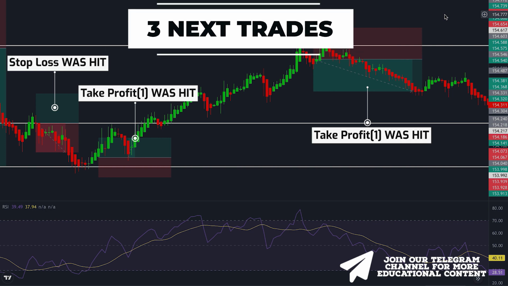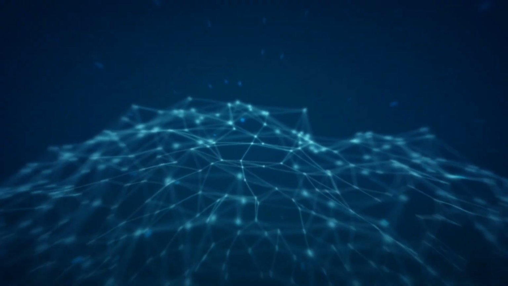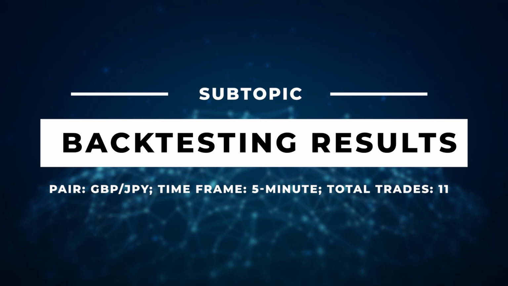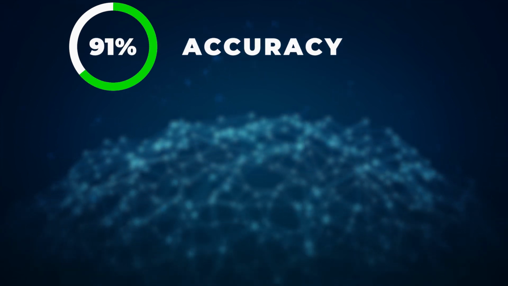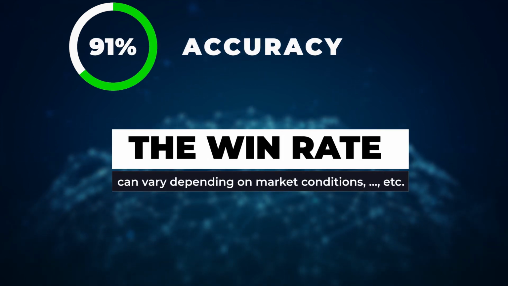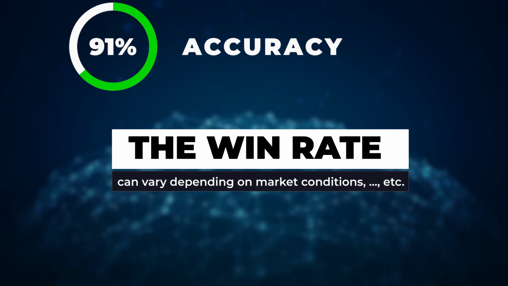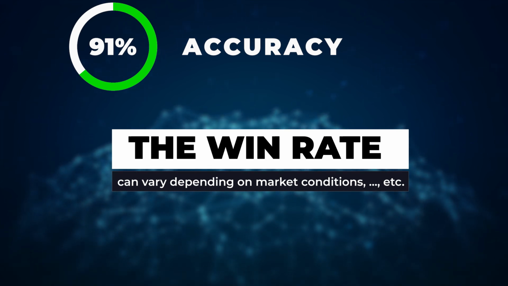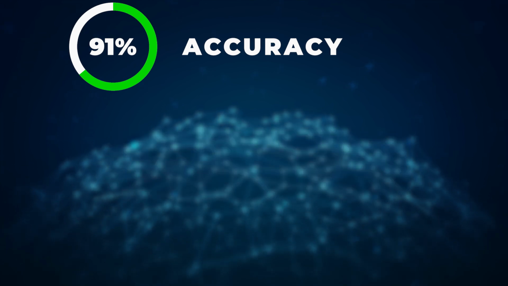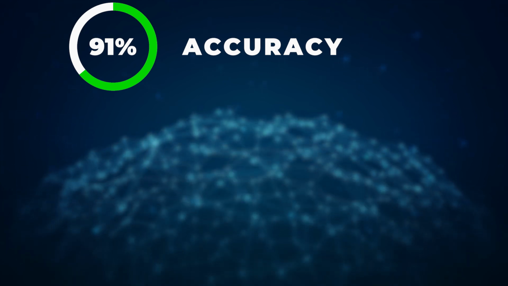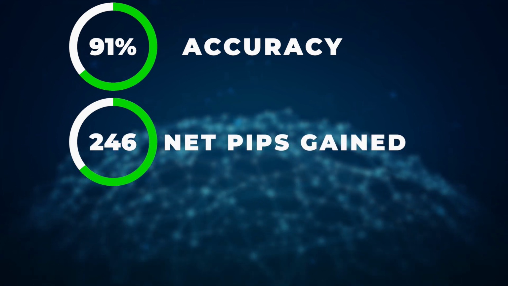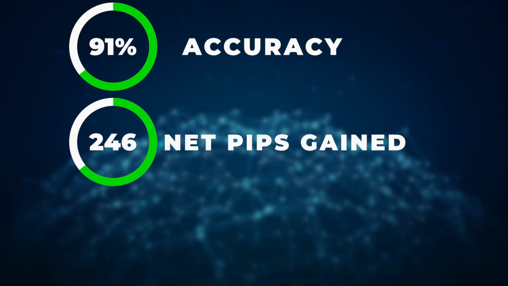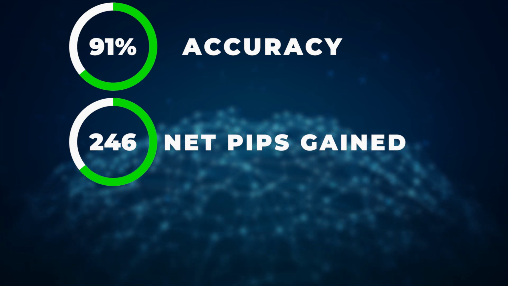So during this small backtesting process, we considered 11 trade setups, 10 of which were profitable and hit at least the first take profit, which results in a 91% win rate. Of course, the win rate is not a constant figure and it will float depending on the market conditions and many other external factors. However, if you stick with the previously mentioned rules, you will be able to make solid profits. Also, our total net amount of pips made from the 11 trades stood at 246, which is pretty good for this type of strategy.